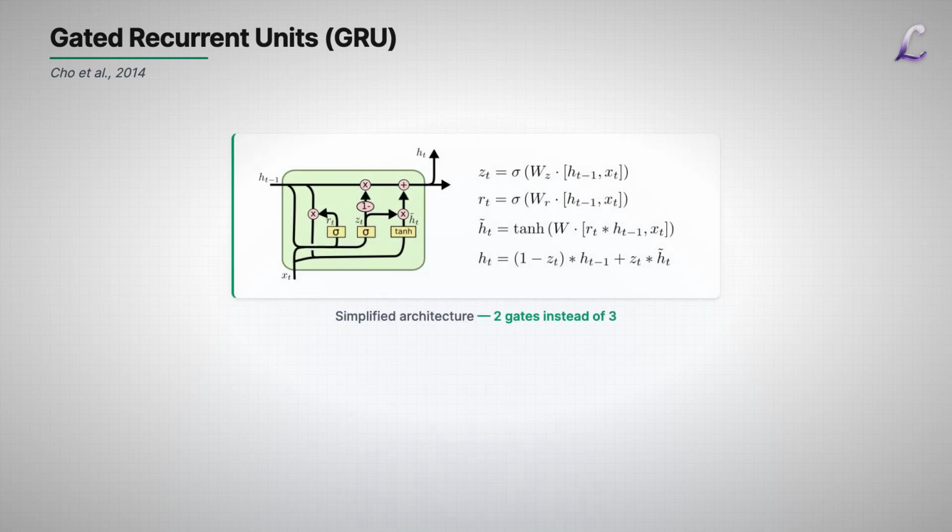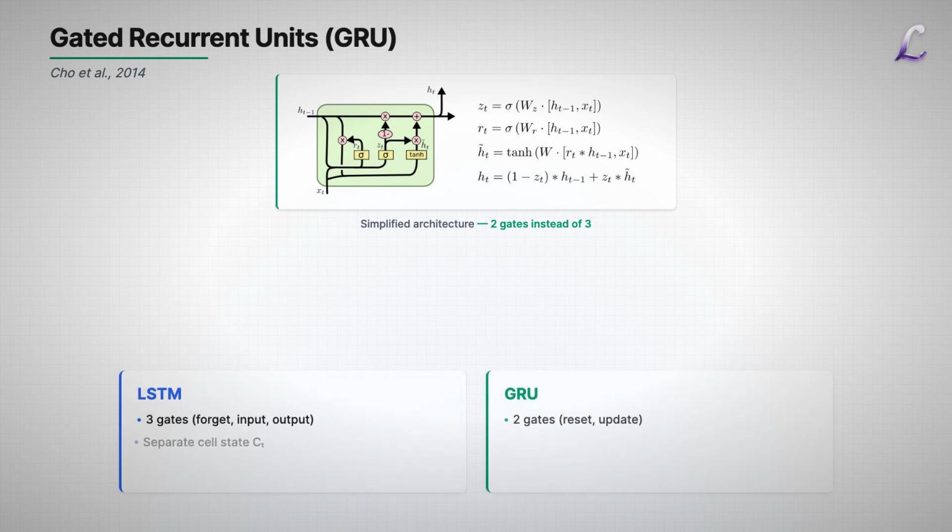The most popular LSTM simplification is the gated recurrent unit, introduced by Cho et al. in 2014. The GRU makes two key changes. First, it merges the cell state and hidden state into a single vector. There's no separate memory. H_t is both the internal state and the output. Second, it uses 2 gates instead of 3, a reset gate R_t and an update gate Z_t. The update gate plays the role of both the forget and input gates. The update equation is H_t equals (1 minus Z_t) times H_{t-1} plus Z_t times H̃_t.